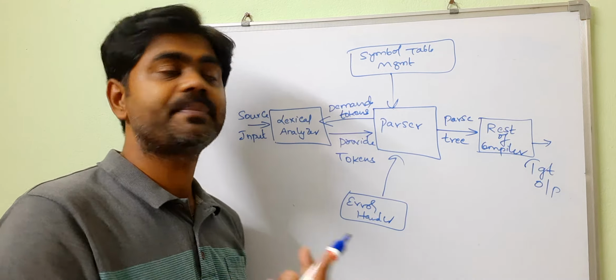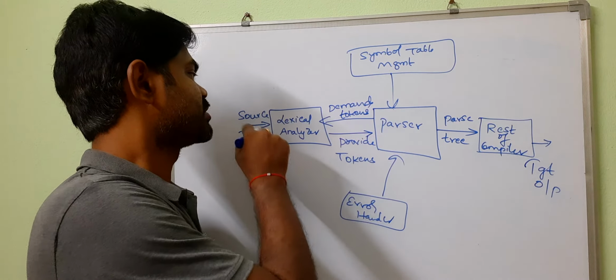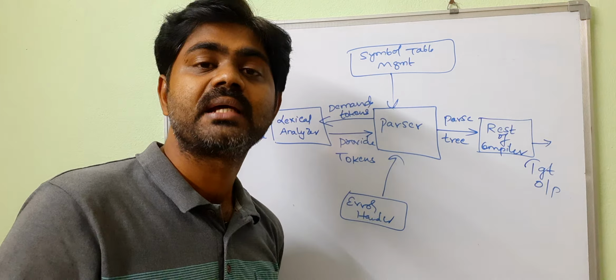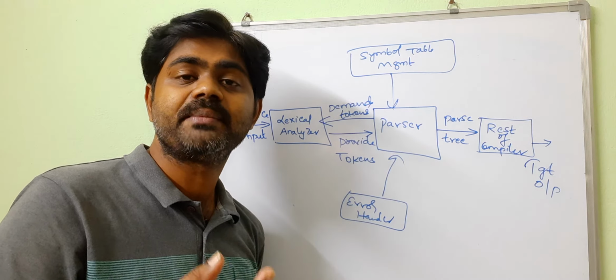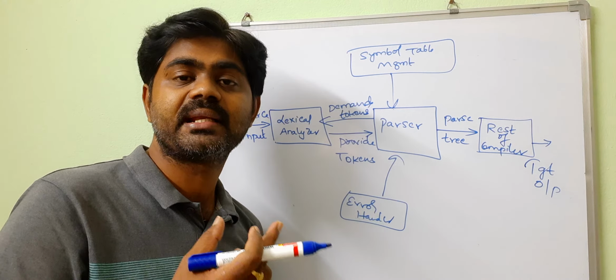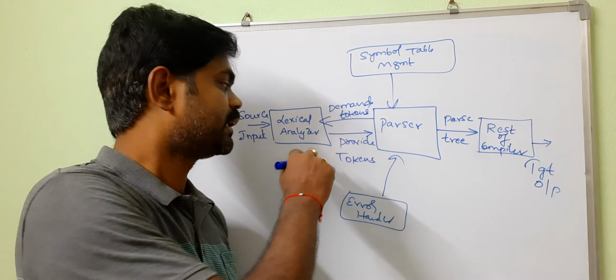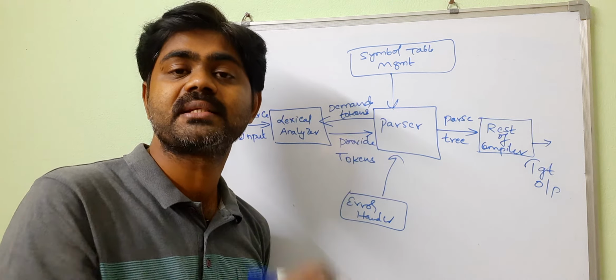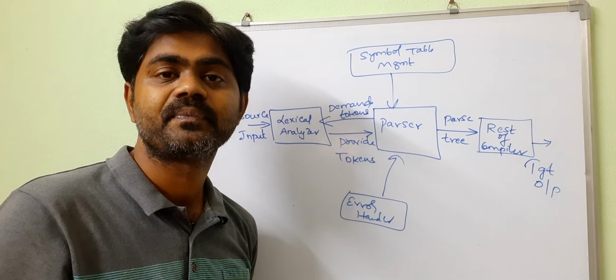So you understood what's happening here. A source input is given to the lexical analyzer, the parser will demand tokens, the lexical analyzer will provide tokens, and the parser will generate a parse tree. So this is the role of a parser.